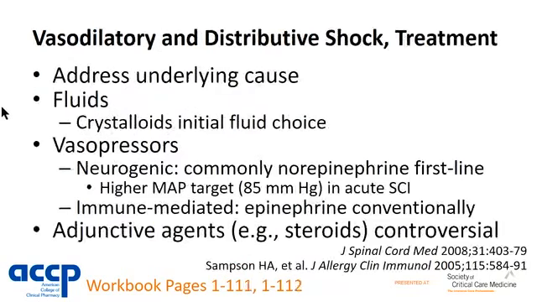Over time, as it progresses, you'll see a reduction in preload. The first thing in addressing vasodilatory shock is treating the underlying cause, providing crystalloids when appropriate. In terms of vasopressor choices, norepinephrine's usually used for neurogenic shock, though there isn't high-level evidence to support one vasopressor choice over another in this setting. In immune-mediated vasodilatory shock, again, predominantly due to anaphylaxis, epinephrine is conventionally used, where, again, there isn't great high-level evidence in terms of one agent versus another.